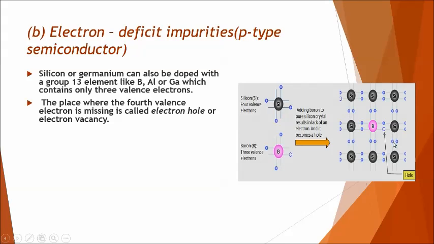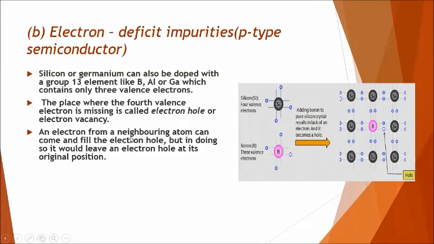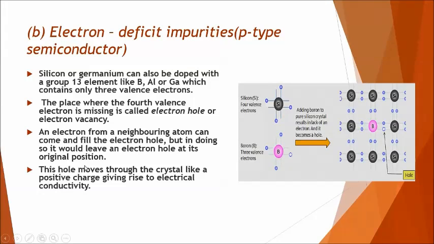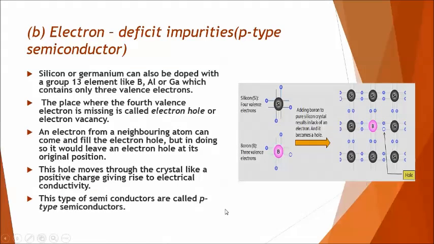An electron from a neighboring atom can come and fill the electron hole. But what happens in doing so? It would leave an electron hole at its original position. So the hole moves through the crystal like a positive charge, giving rise to electrical conductivity. So in N-type, the extra electron was there, and in P-type, the hole, or the electron deficiency, is there, and it gives rise to electrical conductivity. This type of semiconductor is said to be a P-type semiconductor.